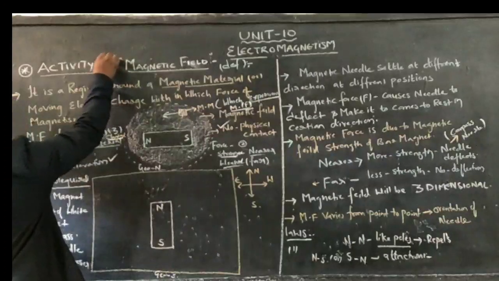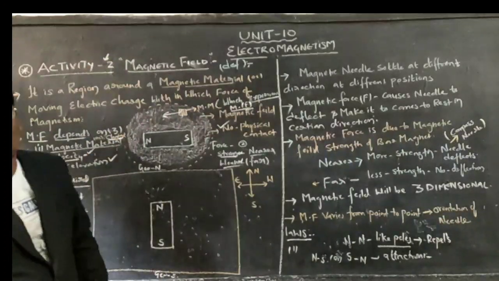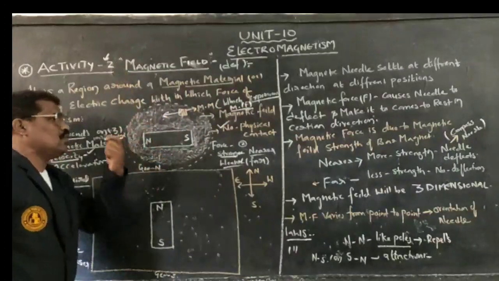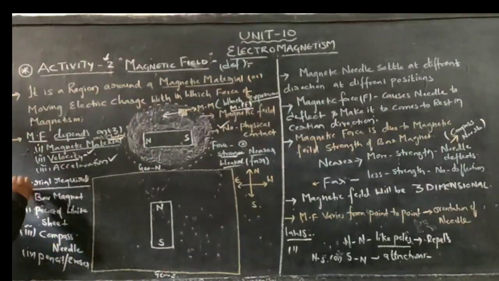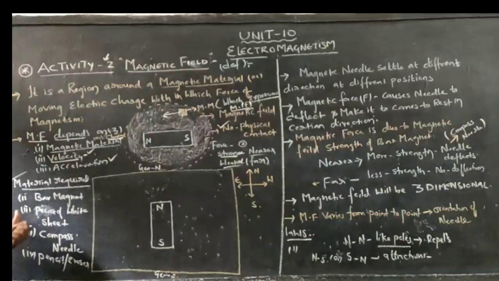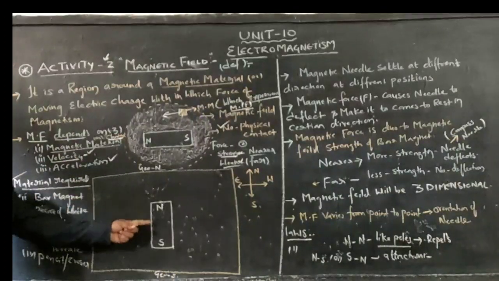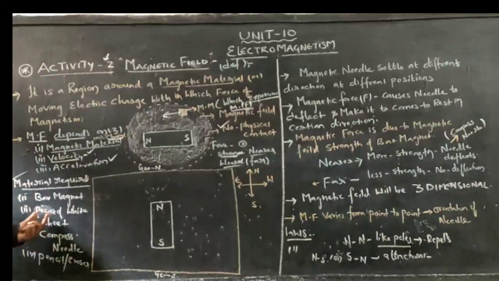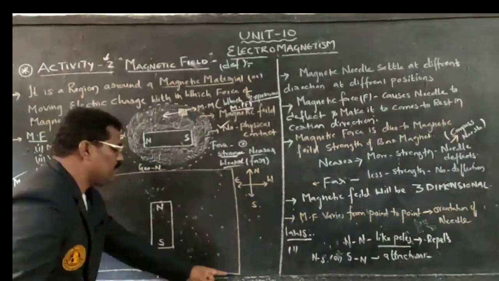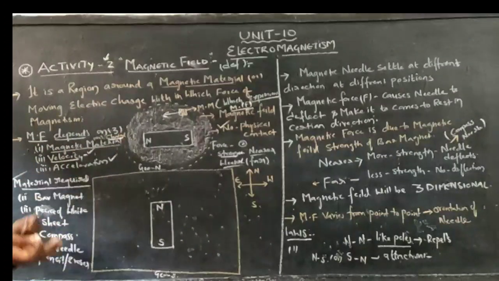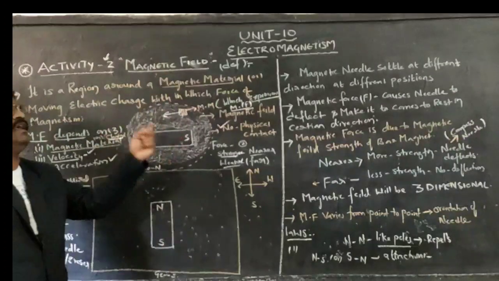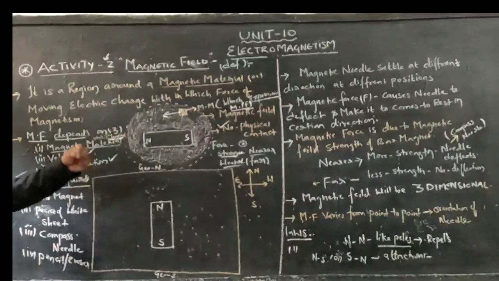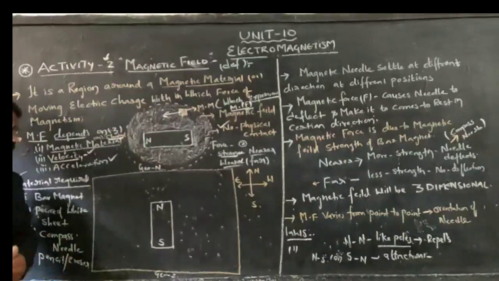Now we will enter into Activity 2. What does Activity 2 give information about? To perform this Activity 2, we require certain materials. First one is what? A bar magnet, which has a north pole as well as a south pole. A piece of white sheet paper I have taken, on which we are going to perform this activity: how the magnetic field exists around a bar magnet. To some extent we are going to construct it.